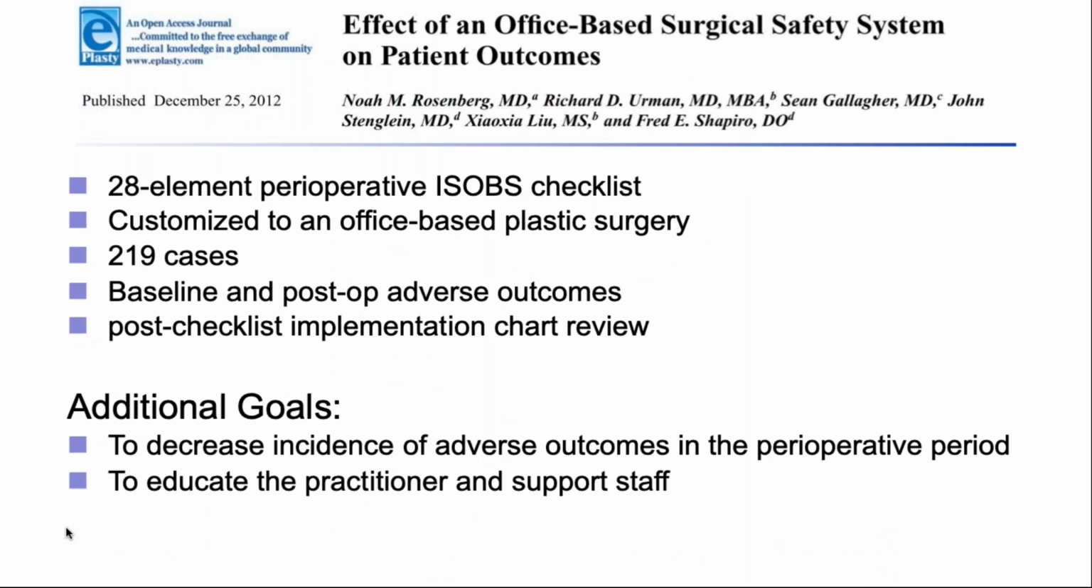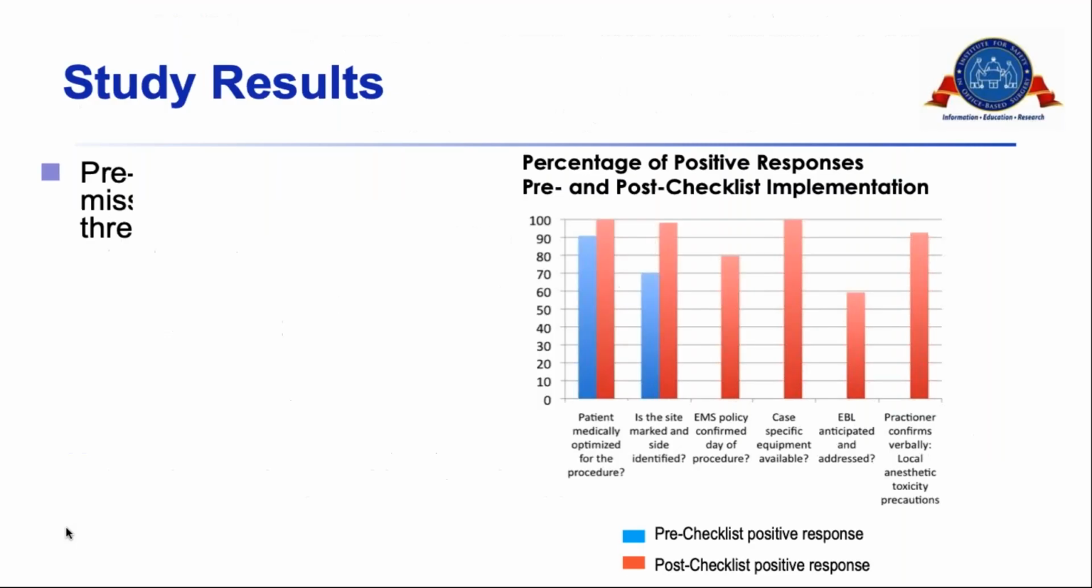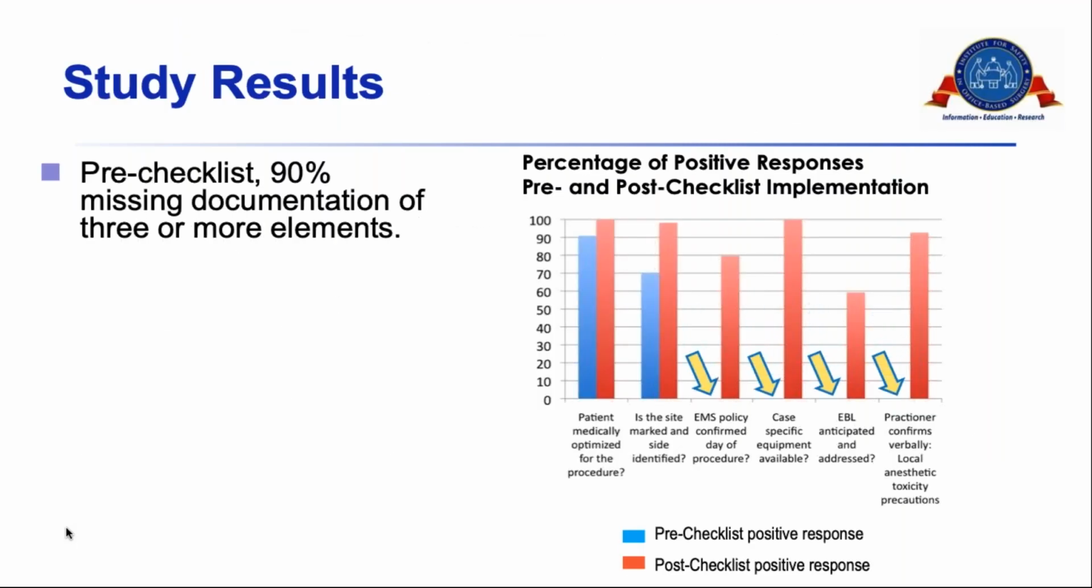We did a study in a plastic surgery center in 2012. We took the checklist to see whether we could decrease the incidence of adverse outcomes and to educate practitioners and support staff. We looked at 219 cases, and we looked at baseline and post-operative adverse outcomes and post-checklist implementation chart review. And what we found is that prior to the checklist, there was missing documentation of 3 or more elements. For example, the EMS policy, the case-specific equipment, estimated blood loss, and the practitioner confirming verbally local anesthetic toxicity. These yellow check marks mean that this was not documented on the chart. And you can see patient medically optimized and the site inside. After the implementation of the checklist, this improved.